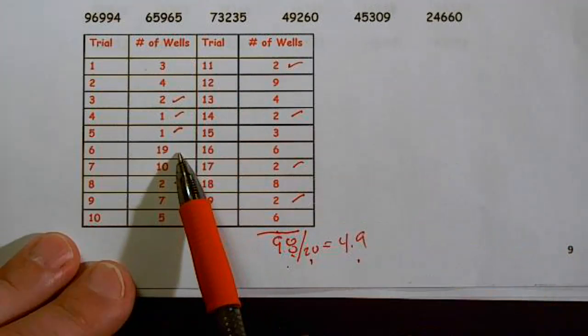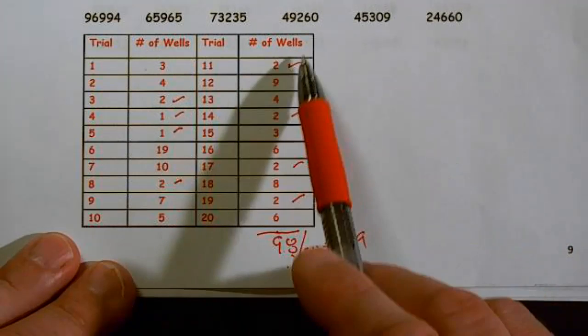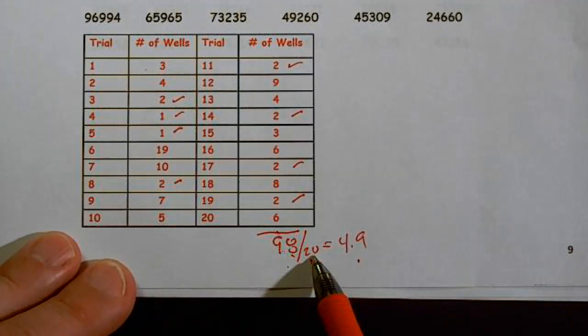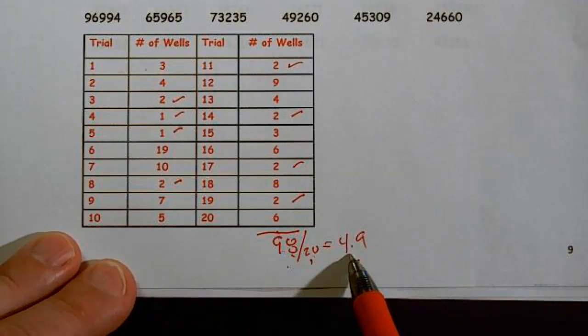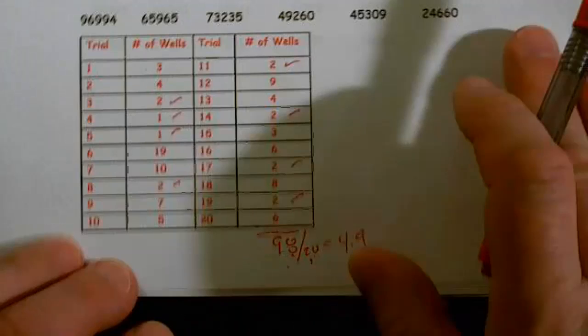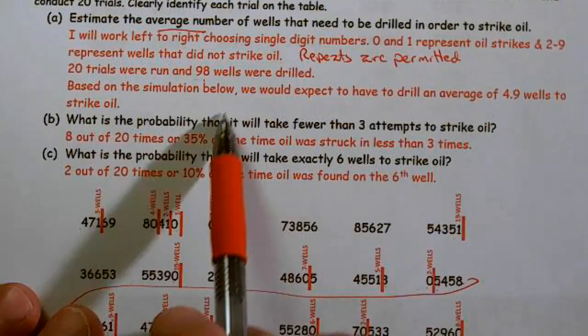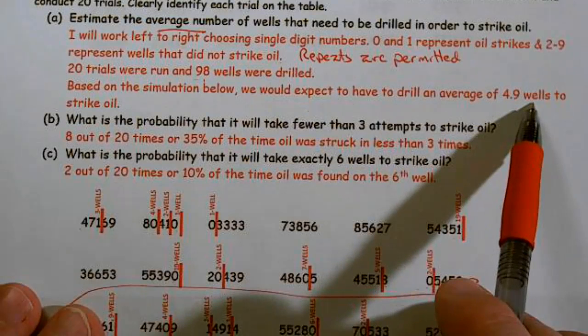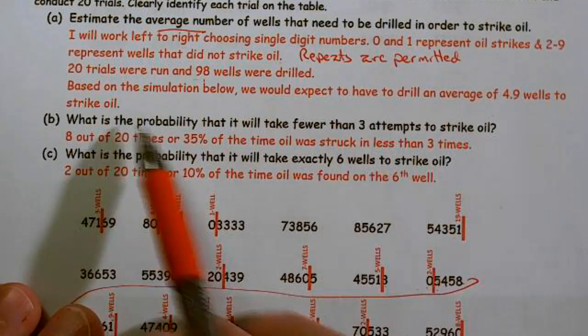We had one that had 19 wells. That took forever. And when I added them all up, there were 98 wells drilled, and 20 of them contained oil. So 98 divided by 20 is 4.9. And that answered my question above. Based on the simulation, we would expect to have to drill an average of 4.9 wells to strike oil.